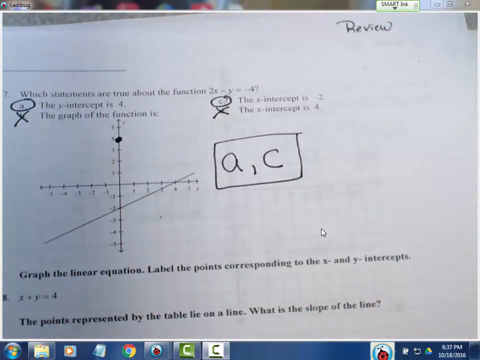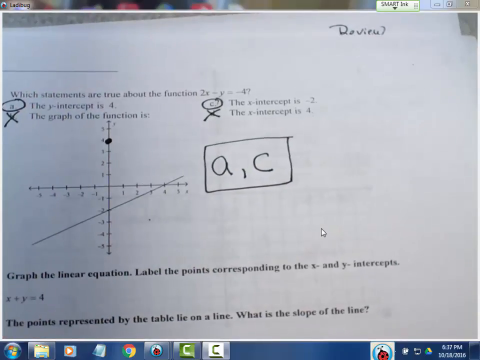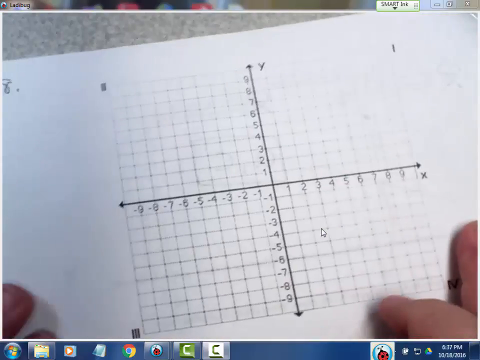Okay, number 18 says to graph the linear equation, label the points corresponding to the x and y intercepts. Okay, so x plus y equals 4. I've got a graph on the back of this, so let's flip over here. X plus y equals 4.